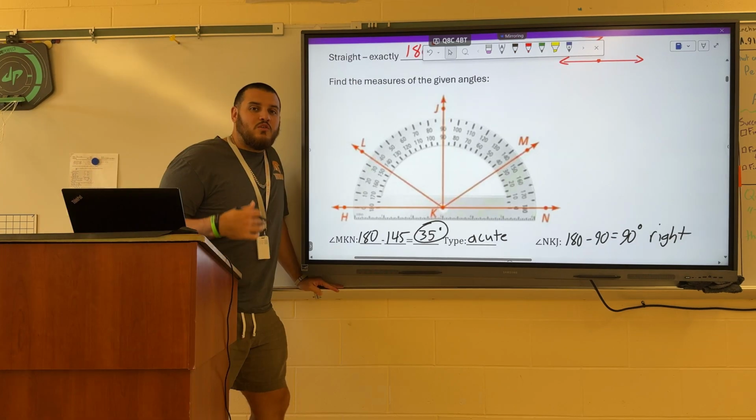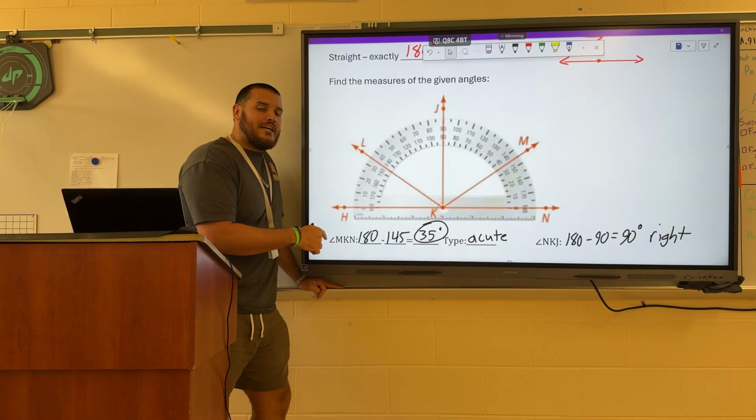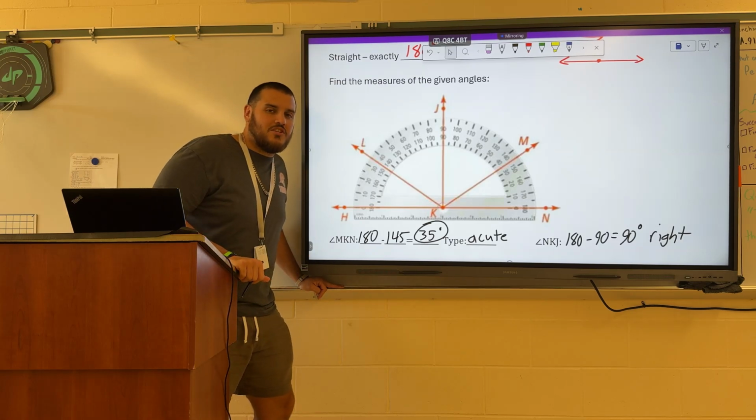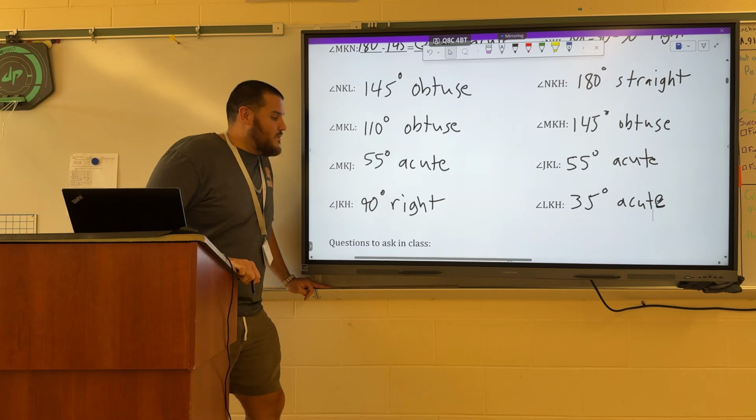If you're one of my students, you have several other examples to practice with in your packet. Go ahead and pause the video and see if you can find the measure of those remaining angles. Here are those accurate measurements. Hopefully you did well there.